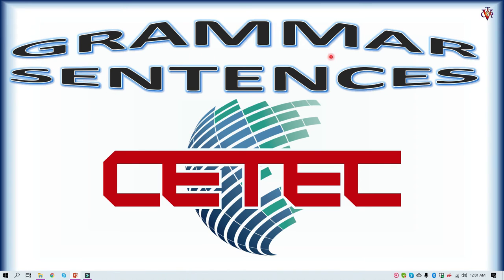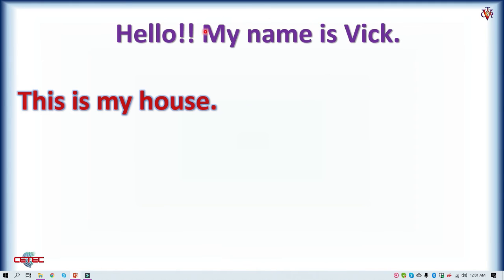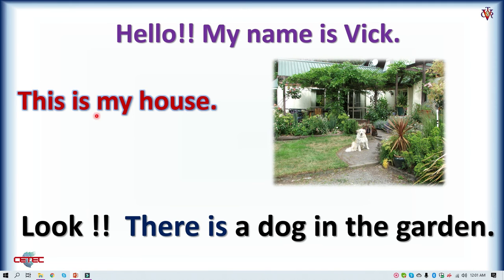Now we have to check our grammar sentences. Hello, my name is Vic. This is my house. Look, there is a dog in the garden. Here in the picture, you will be able to see only one dog. A dog: vowel, consonant. This is singular. That means only one. And here, it's a regular presentation. Hello, my name is. That means I am talking about me.